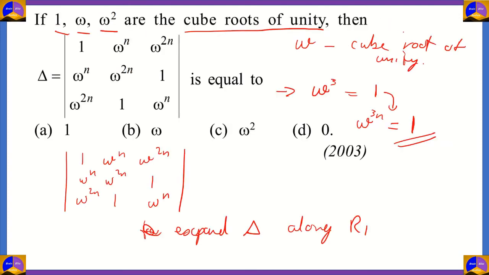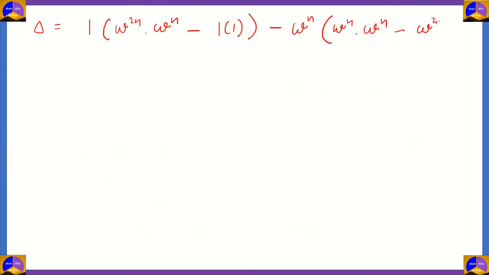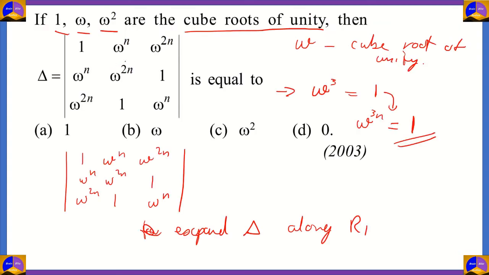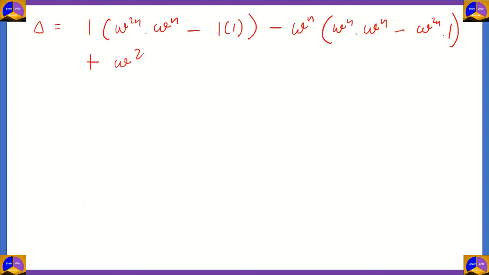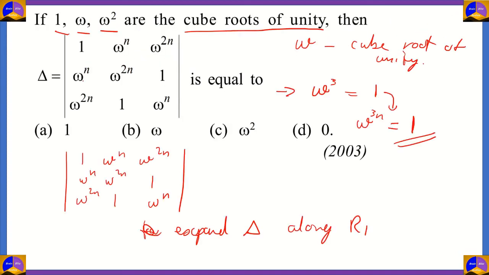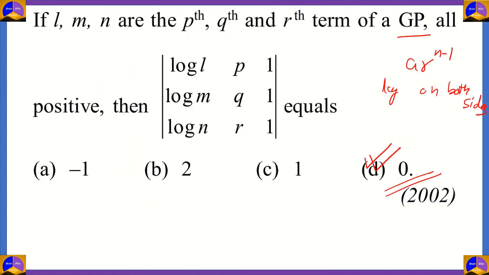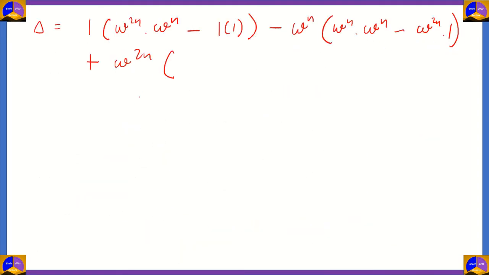And then minus omega raised to 2n times 1. And then you need to add, so put the plus sign. And then the third element is omega raised to 2n. Open the bracket. So over here you have these 4 elements. So basically it will now be omega raised to n times 1 minus omega raised to 2n times omega raised to 2n.